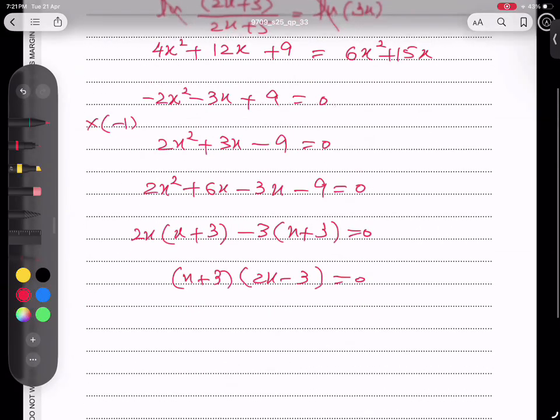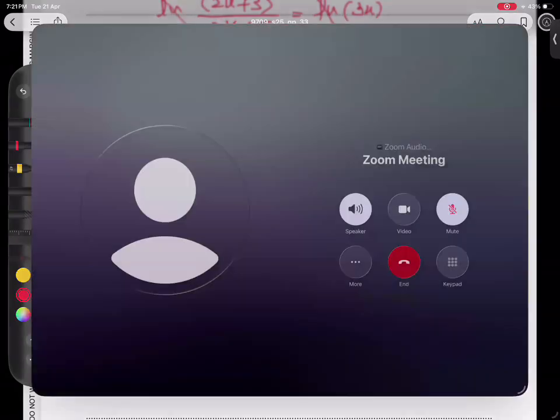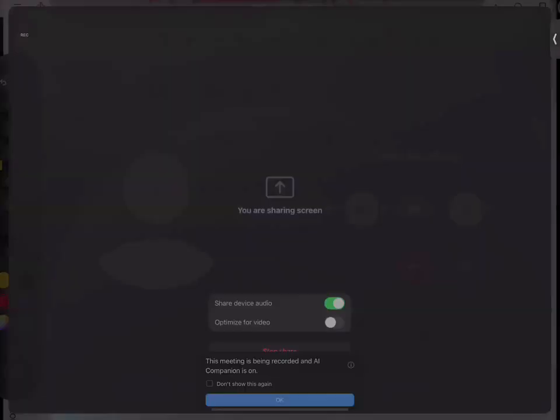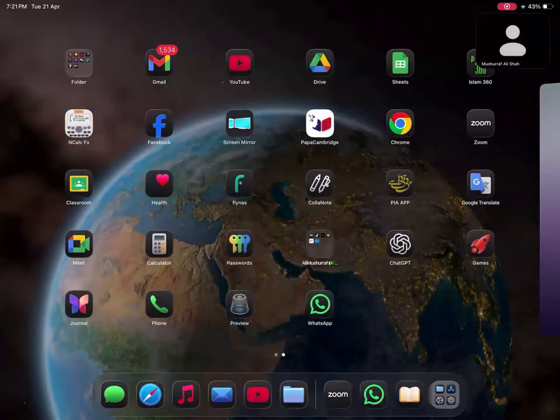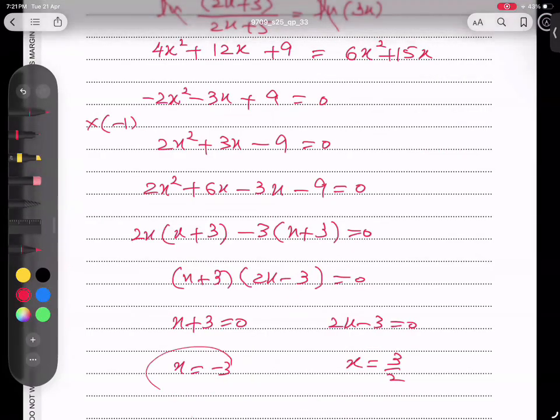First, x plus 3 is equal to 0, and secondly, 2x minus 3 is equal to 0. And I'm getting negative 3 as an answer and positive 3 by 2. Check now which is possible and which is not possible. So we will check carefully here. A negative value is maybe not possible. We will check it on top.